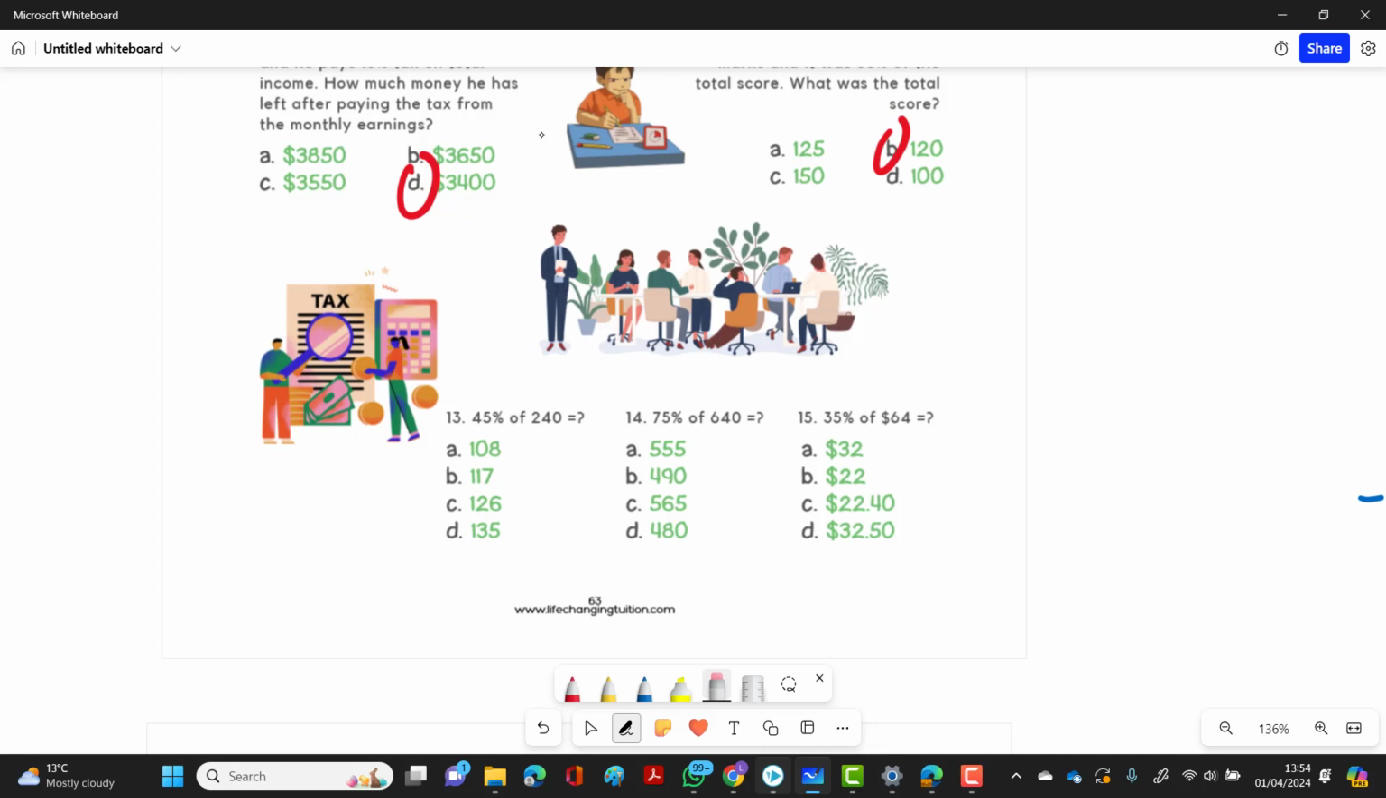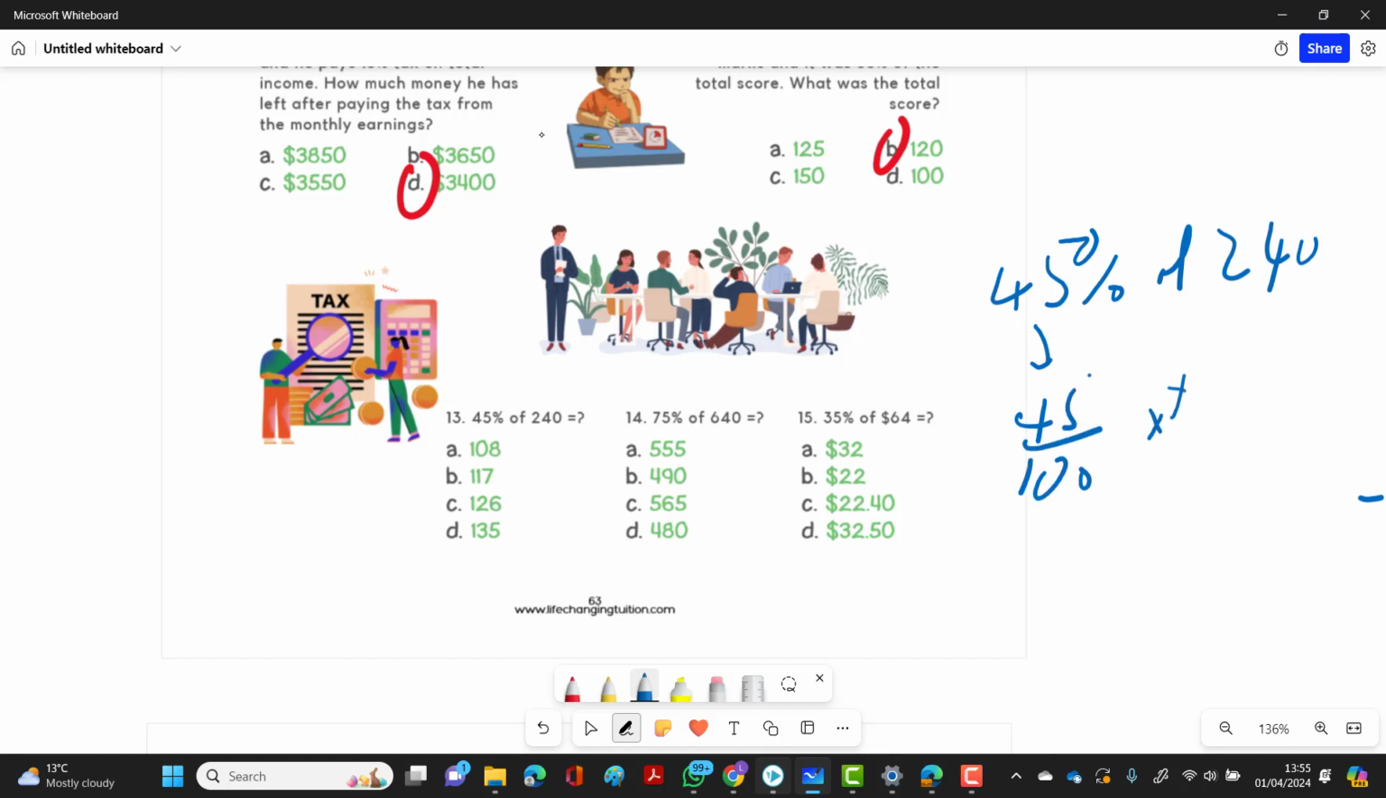45% of 240 is, well, we've done these quite a few times. 45% of 240 times 240, so 24 times 45. So you've got one zero here, and then divide by 10. 45 times 24 divided by 10, which should be equal to 108.